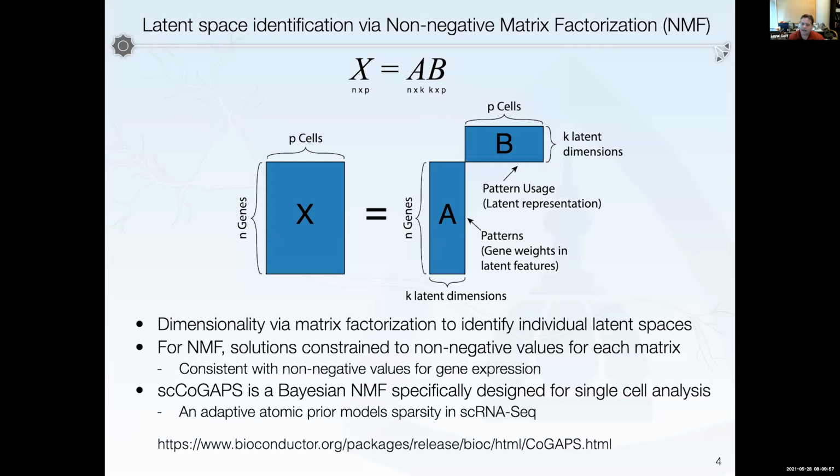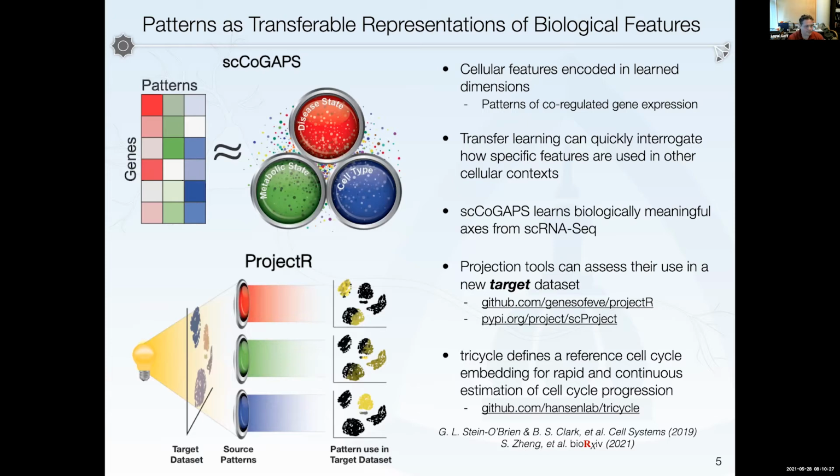So this is the only slide I have on how we actually learn them, but the idea here is that we're interested in the columns of A, and specifically in how the columns of A represent individual features of cells, like cell type, metabolic state, the specific use of a gene regulatory network in a developmental context. This is the tool that we prefer to use at this point, and we've developed it and it's available, but any pattern discovery or latent space discovery tool is applicable for what I'm going to show you today.